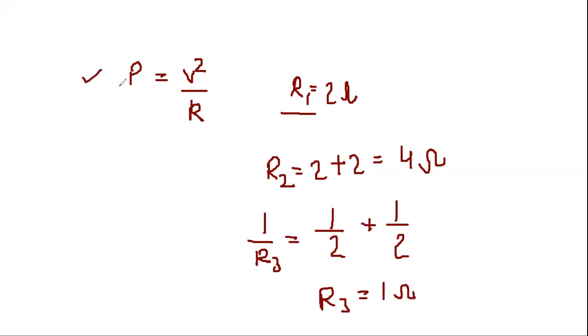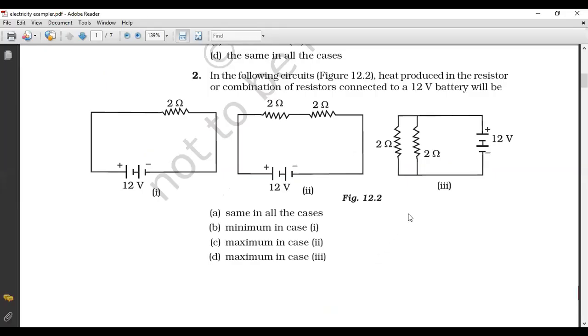This equation shows that power is inversely proportional to resistance. More the resistance, lesser the power; lesser the resistance, more the power. In all these three circuits, the value of resistance is least in the third one. So that is why heat released is maximum in the third circuit. I hope it's clear to you now. Potential is same in all, so power is inversely proportional to resistance.